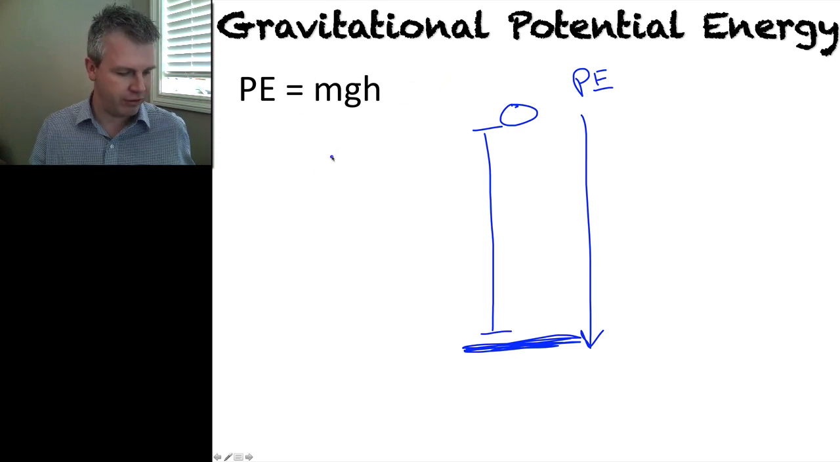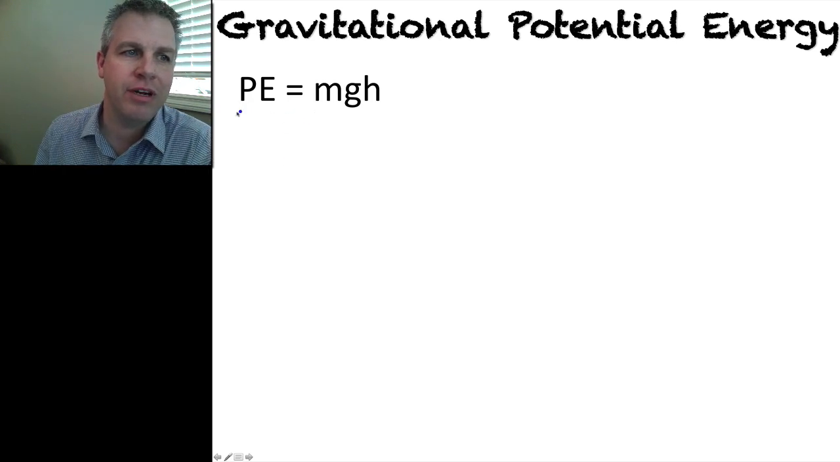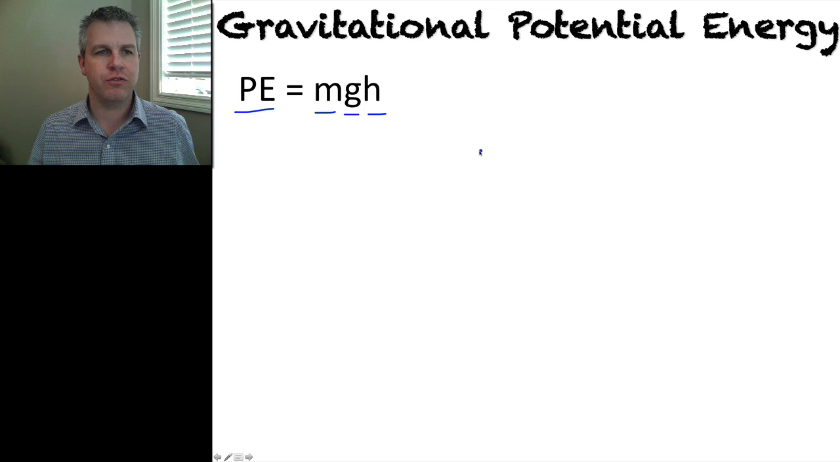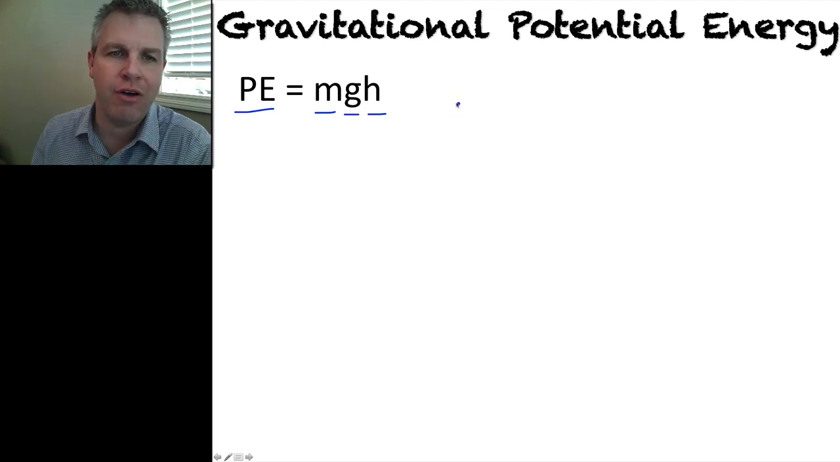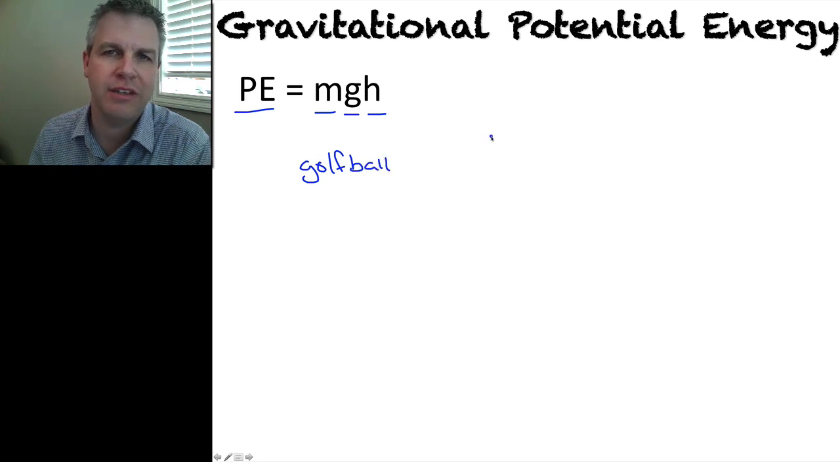So if we look at the equation that I have here, first of all, the amount of potential energy that an object has is going to be equal to its mass times the acceleration of gravity times the height that it's at. So for instance, if I have a golf ball and I hold it, let's say just above the floor, a meter above the floor, how much potential energy will that golf ball have?